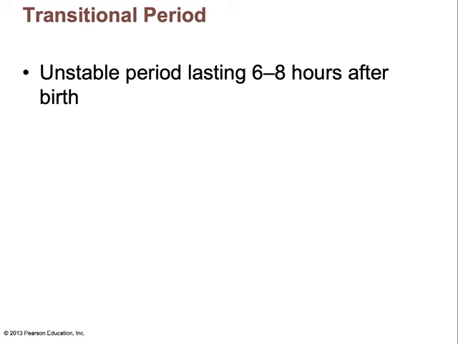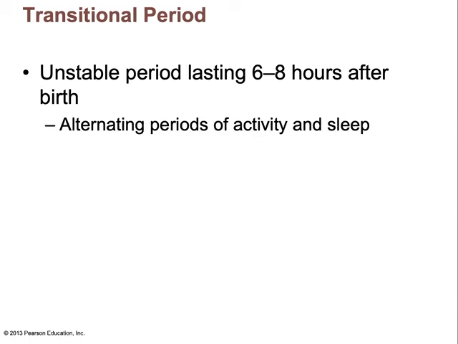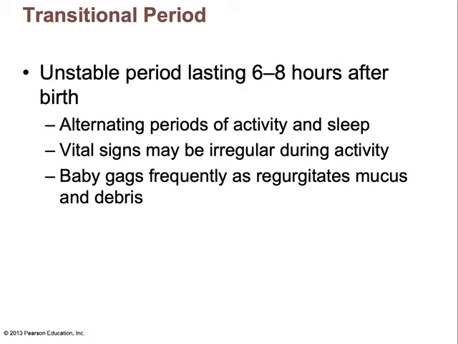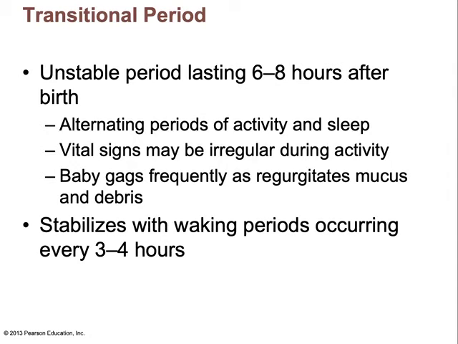There's a transitional period that runs about 8 hours after birth, where we see alternating periods of activity and sleep. Vital signs are irregular. The baby gags frequently as it regurgitates mucus and debris. It stabilizes with waking periods occurring between 3 and 4 hours.